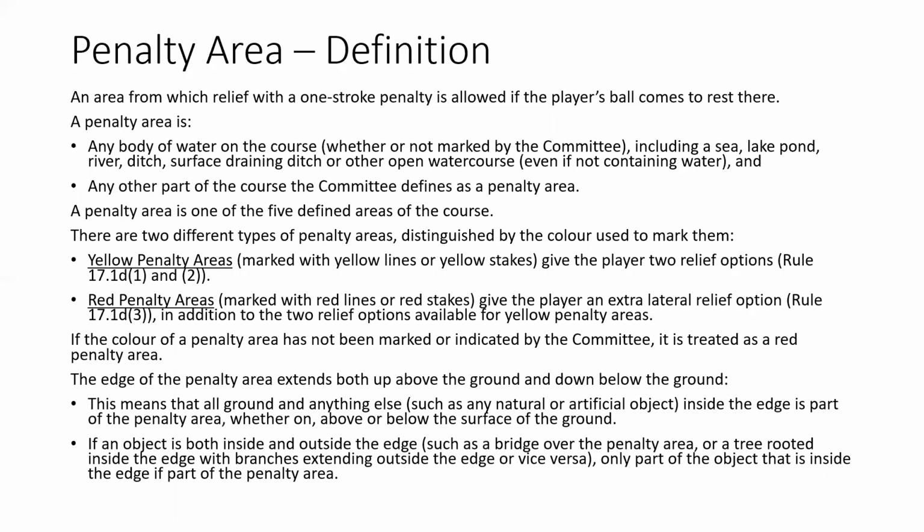Okay, and then the edge of the penalty area extends both above the ground and down below the ground. And this means that all ground and anything else, such as any natural or artificial object inside the edge, is part of the penalty area, whether on, above, or below the surface of the ground. So it could be a bridge or something like that. That's a common example of something that would be in the penalty area.